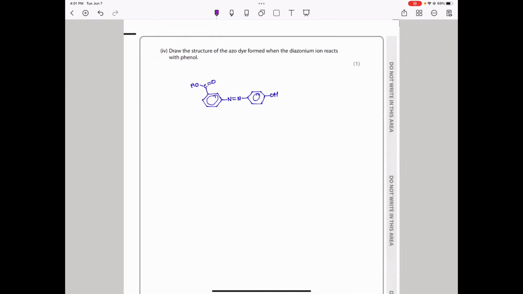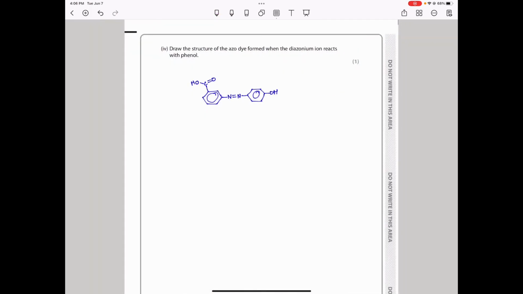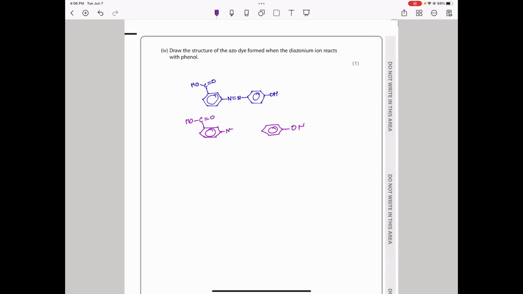Okay, so let's go to the next part. The structure of the azo dye formed when the diazonium ion reacts with phenol. This is easy. Phenol is going to be, okay, but this is the diazonium ion. I'm just trying to draw it the way it was. And I'll say N2, and here we have the CO and OH. So the phenol is going to be like that. These two are going to interact. On this one here, there is usually a nitrogen, and this is going to be positively charged.